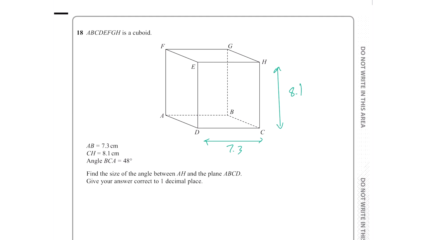B, C, and A. So if I just draw a line between them two, that's that there, and that angle there is 48 degrees. Okay, and then it says find the size of the angle between AH and the plane ABCD. If I draw a line between A and H, that's that there, and the plane ABCD, so that's going to be this angle here. That's what we need to find, so we can just call that X.